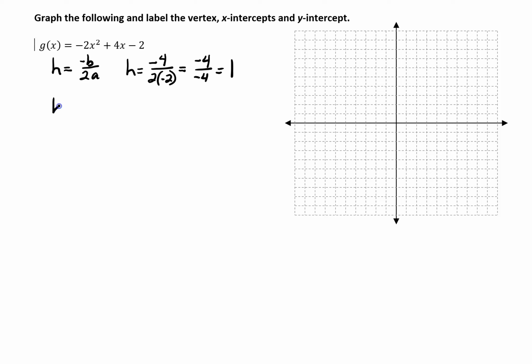The other value for my vertex, known as k, is found by taking that 1 and substituting it into the function wherever x is. Following the order of operations, I have negative 2 plus 4 take away 2, which is 0. Okay, so my vertex is at the ordered pair 1, 0.